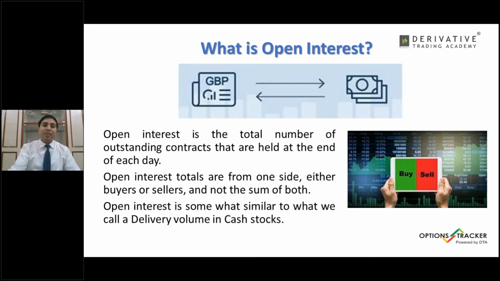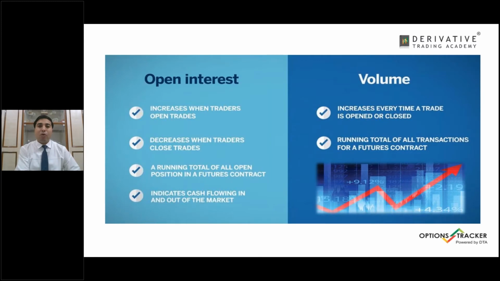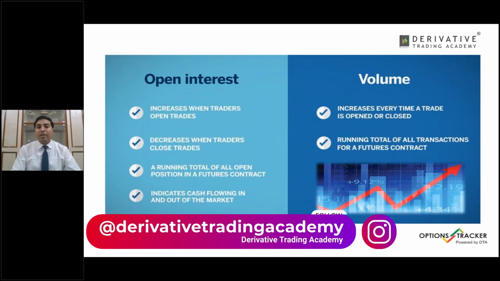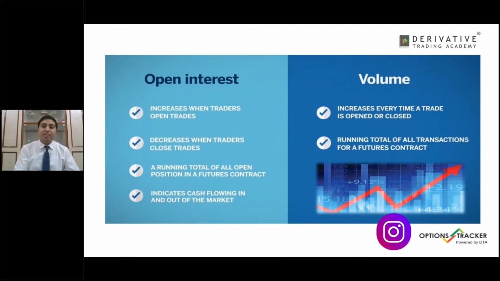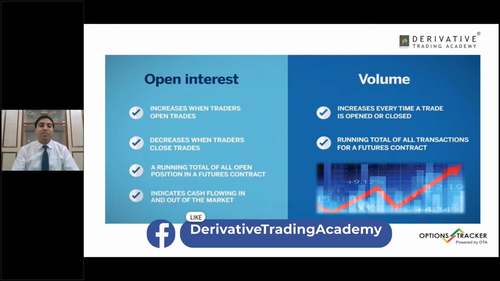So if I just move ahead, open interest suggests a couple of things, and we need to combine open interest, volume and price to come to a conclusion. When I talk about open interest, it increases when traders open trades and decreases when traders close trades. A running total of all the open positions in the futures contract is maintained. It indicates the cash flowing in and out of the market. While volume increases every time a trade is opened or closed, a running total of all transactions for the futures contract is maintained.